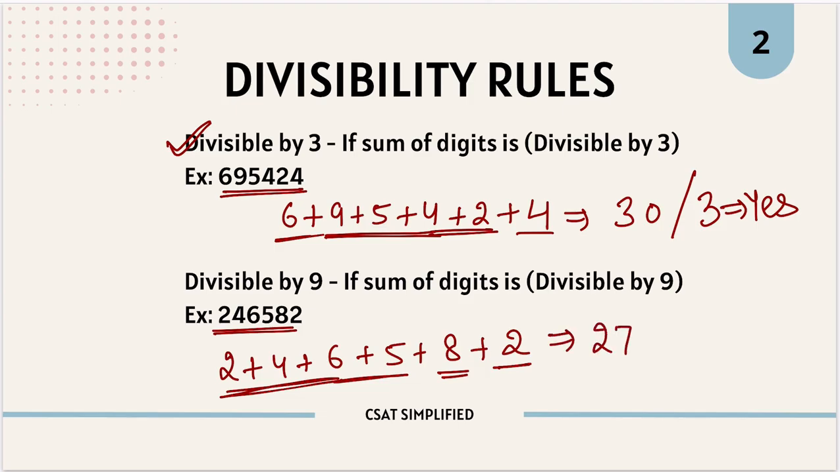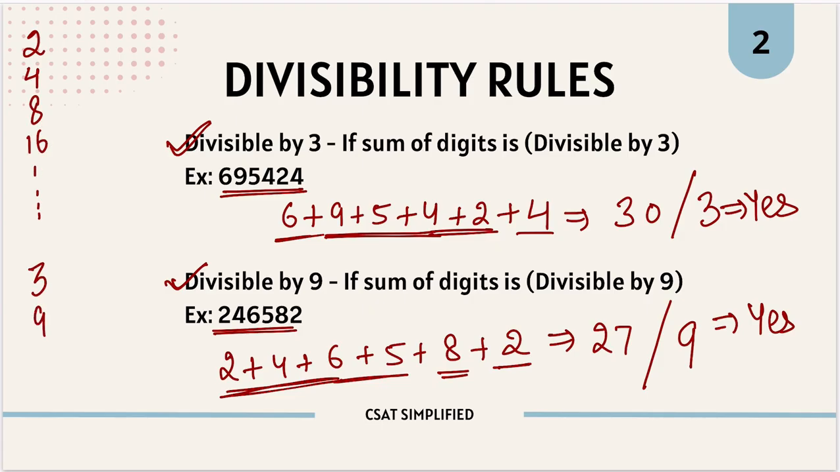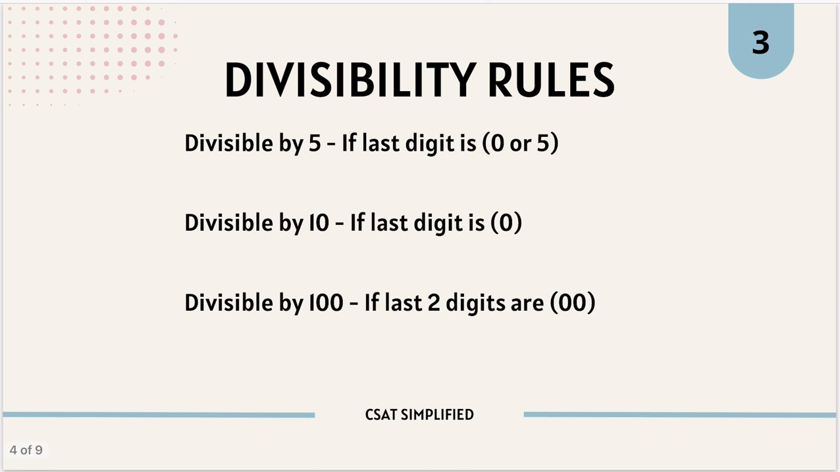Correct? Now check the divisibility of 27 by 9. So is 27 divisible by 9? Yes. So the original number will also be divisible by 9. So till now we have done 2, 4, 8, 16 and so on, and then we have 3 and 9. So these divisibility rules are done. Moving on to the next easiest divisibility rules.